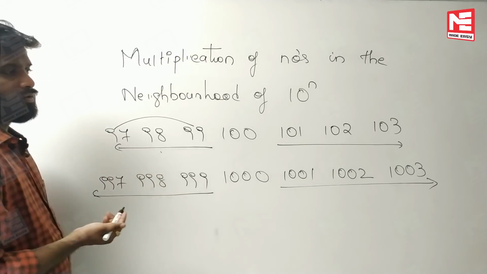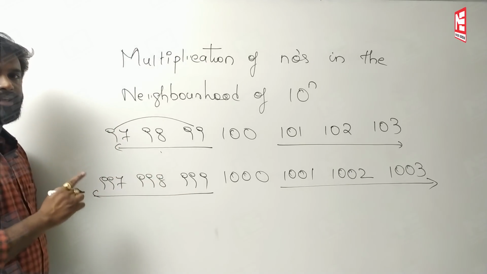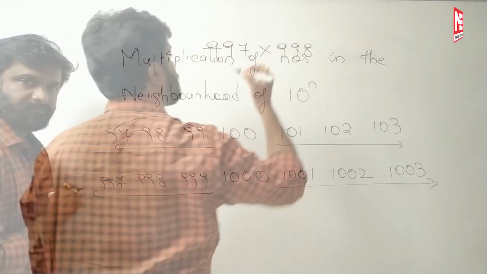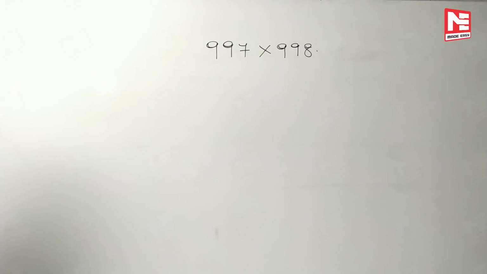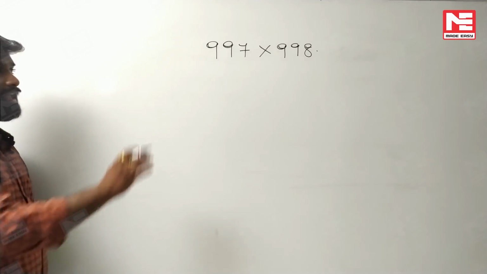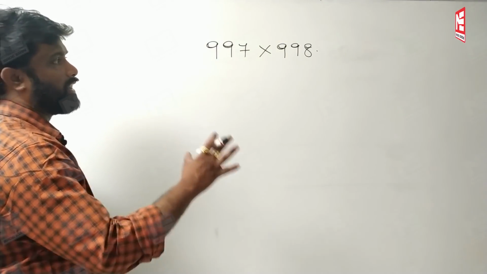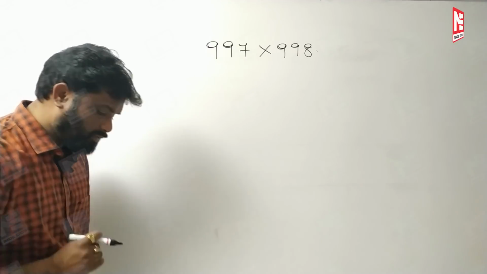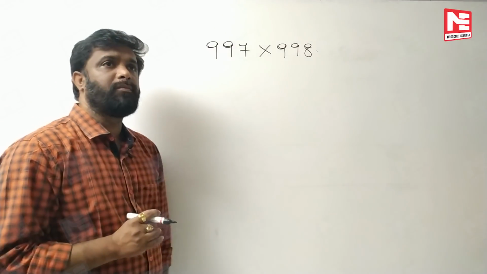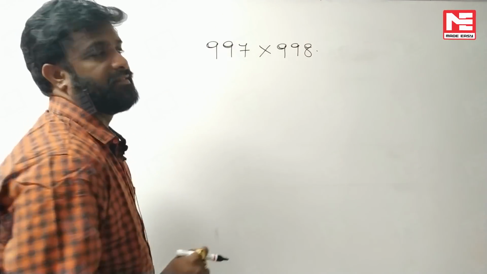Right? Now we are going to learn how to execute these kind of multiplications. Friends, I am going for the multiplication 997 into 998. I am going to multiply these two numbers. Let us see how to multiply these kind of numbers in a very easy way, right?